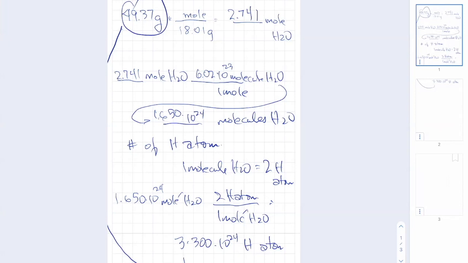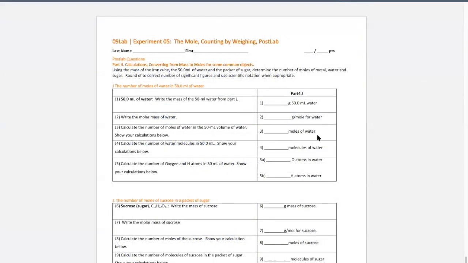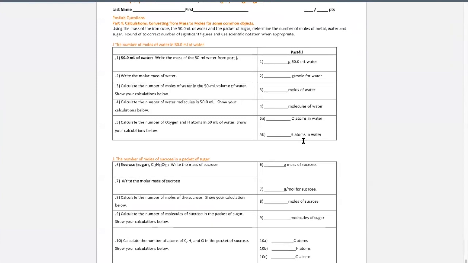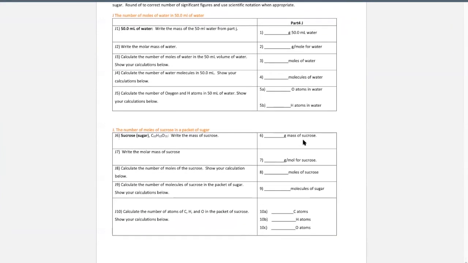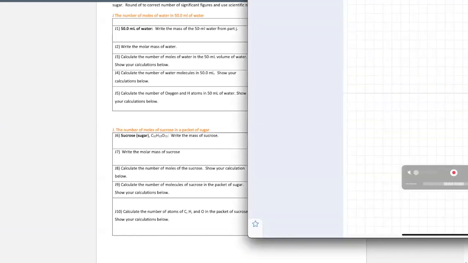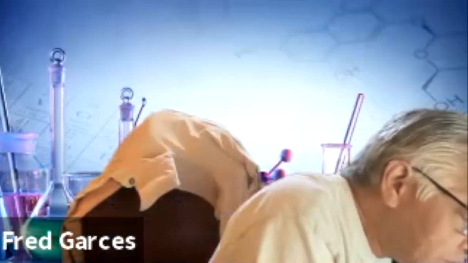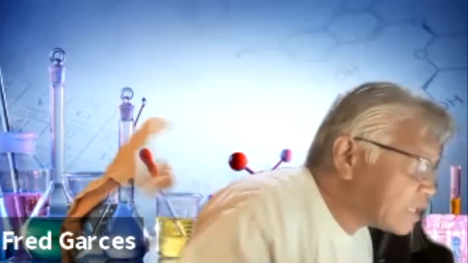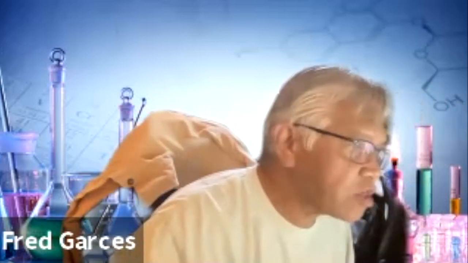It's basically chapter 7 right here. That's number of oxygen atoms, number of hydrogen atoms. You do the same thing for sucrose. Sucrose is a little bit more complicated. Reason why it's more complicated is because it's got a formula of C12H22O11.